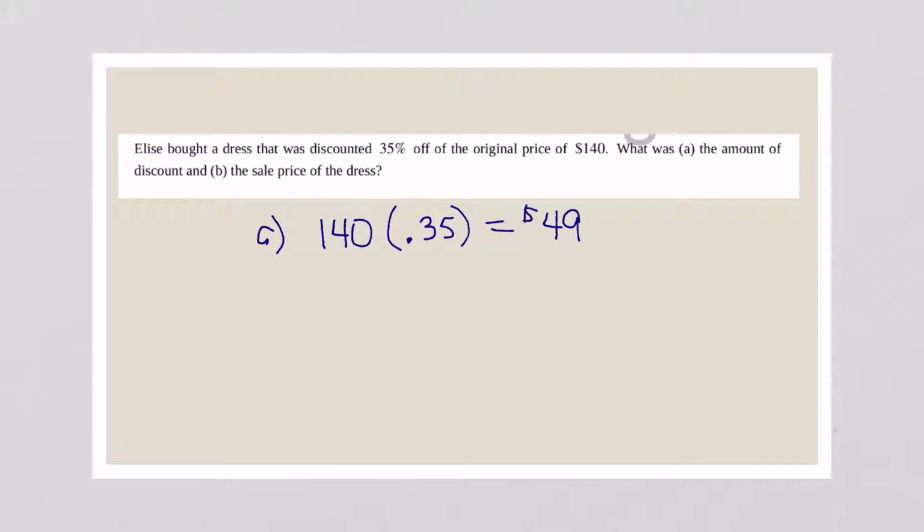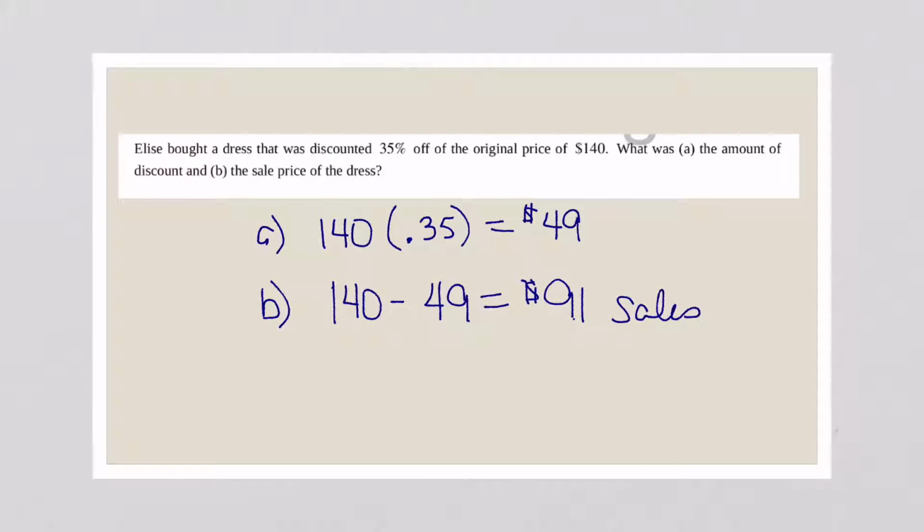Now, what is this number right here? 49 is the amount of discount, not what she's paying for the dress, the amount of the discount. So if I want to find out the sales price of the dress, I take 140 minus 49, and I get $91 is the sales price.